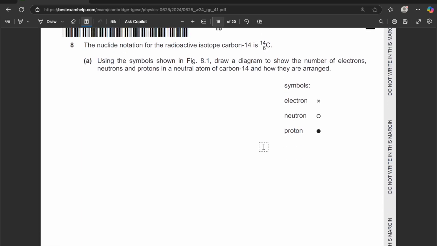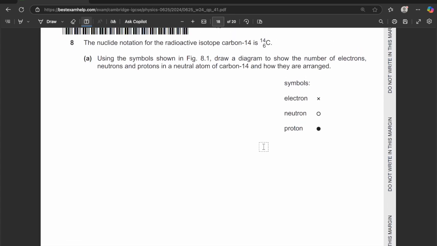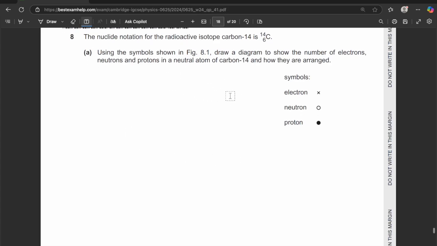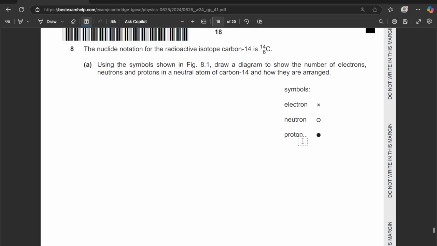Number 8. The nuclide notation for the radioactive isotope carbon-14 is 14 C 6. Using the symbols shown on figure 8.1, draw a diagram to show the number of electrons, neutrons, and protons in the neutral atom of carbon-14 and how they are arranged. So you have this nucleus in here, but you can draw it like that. We have to show protons and neutrons separately as well. And this is the number of electrons or the number of protons.